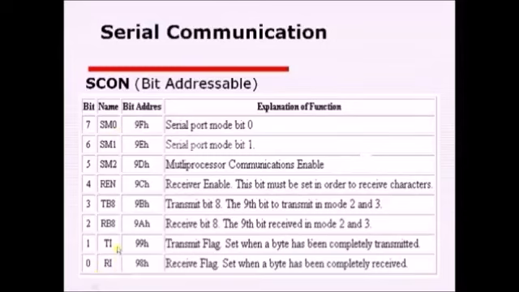Okay, and TI is the bit which is used for representing when a character is transmitted. After transmitting a character, this particular bit will become 1, indicating that a character has been transmitted successfully. Okay, and this RI represents the status of the receiving data, that is, after receiving a character and placing that character into the SBUF, this RI would become 1, indicating that one character is received and stored inside the SBUF.